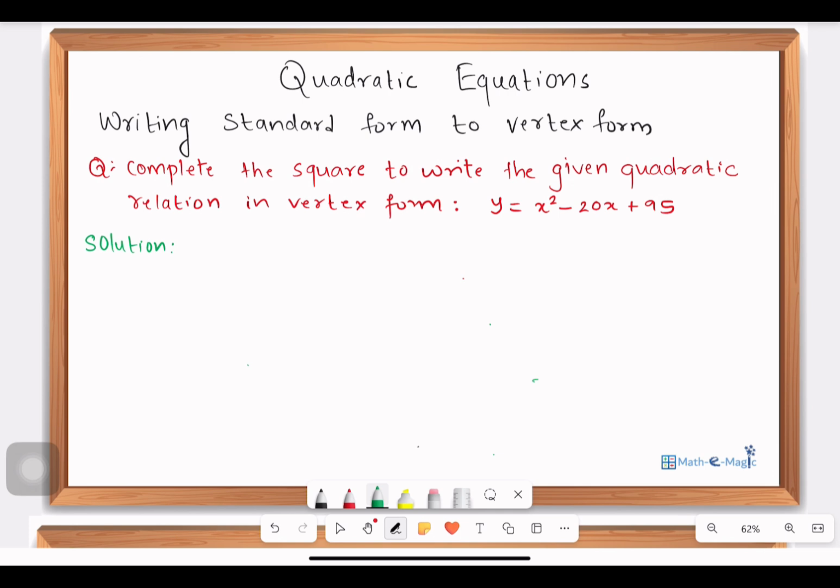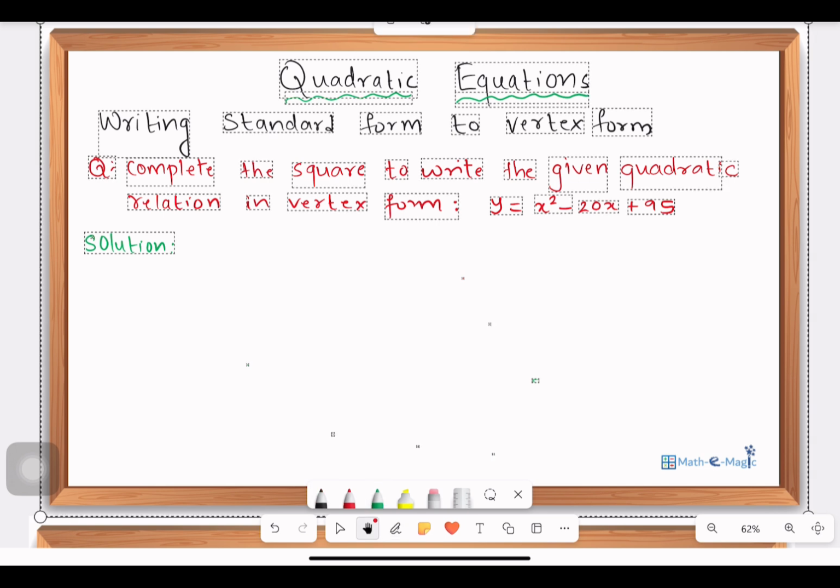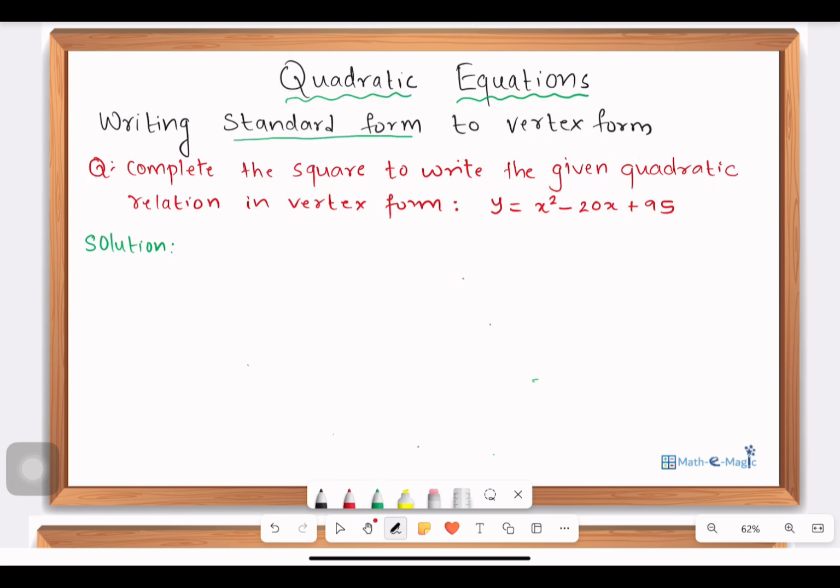Okay, so today we will look at the topic of quadratic equations, and we are going to see how to write a relation that is given in standard form into vertex form. The question here is: complete the square to write the given quadratic relation in vertex form. We are given this quadratic equation in standard form.